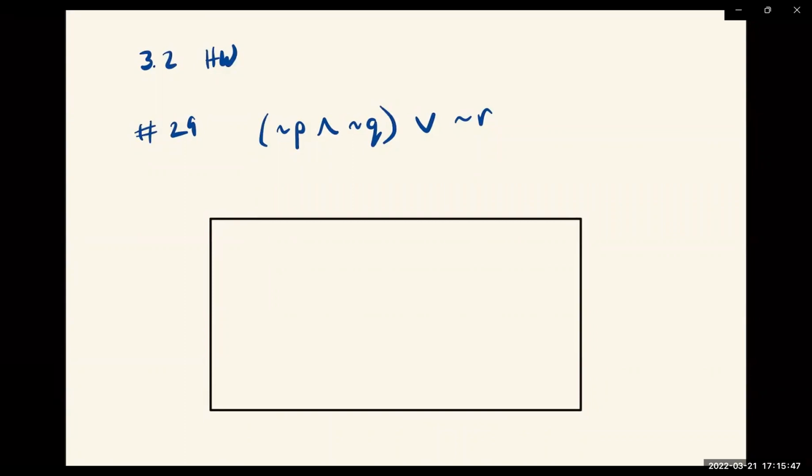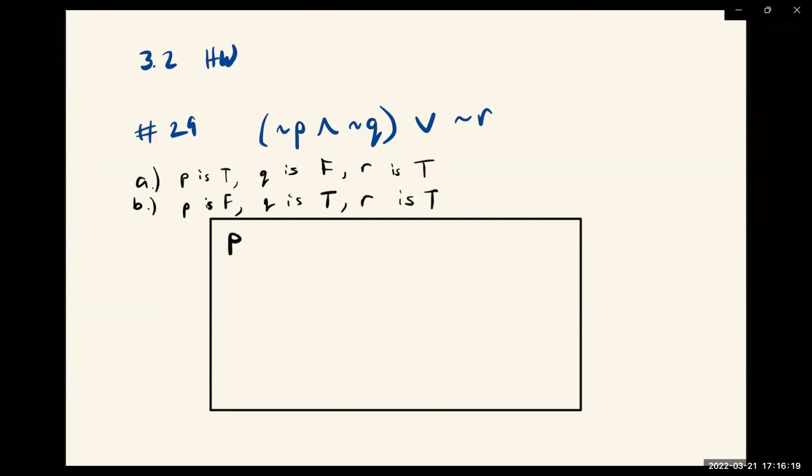So for part A, there's two parts. Part A says P is true, Q is false, and R is true. And for part B, they want P is false, Q is true, and R is true. All right, so let's do this.